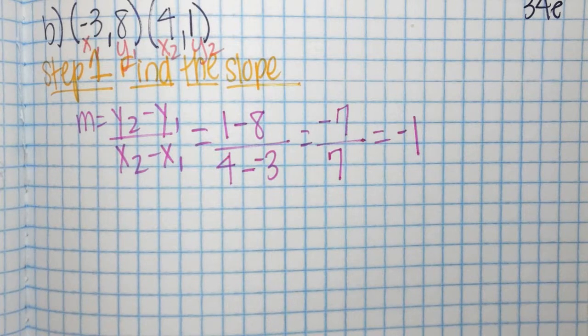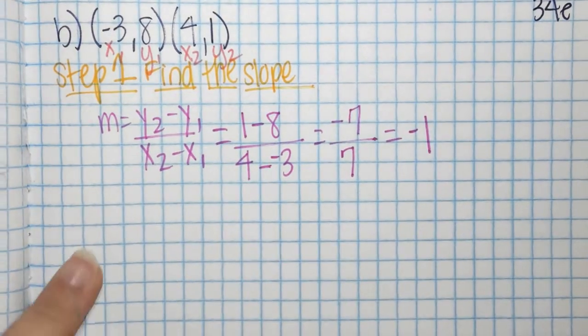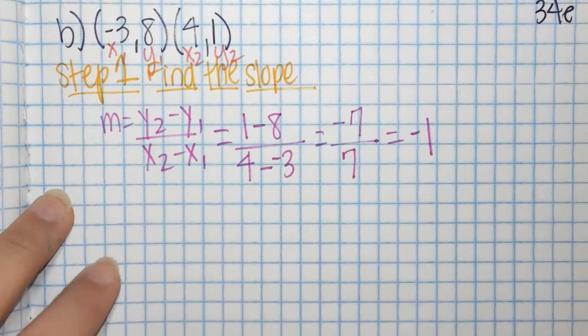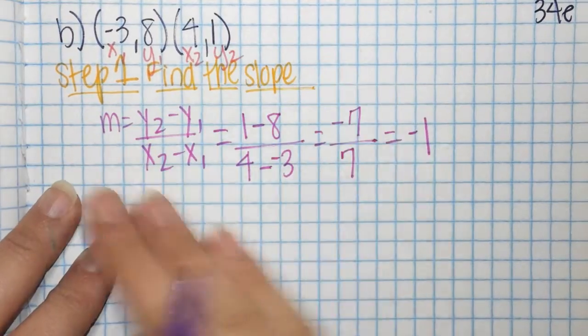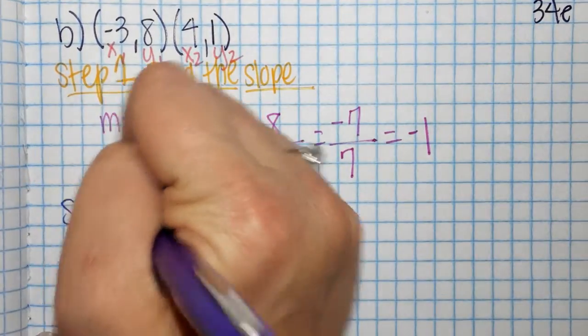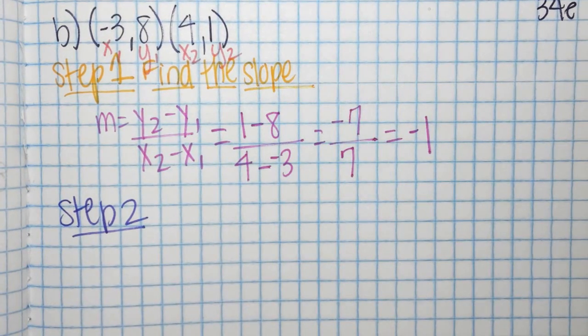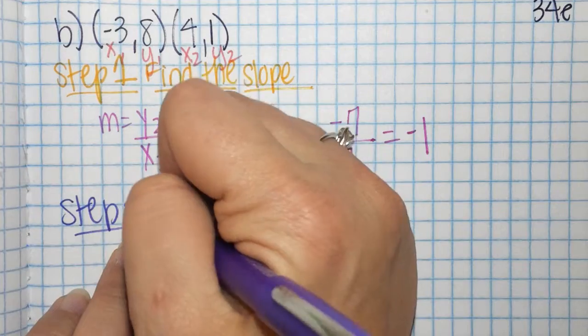How do we feel so far? Tired? Sorry, I mean about math. Yeah? Okay. Alright, so first step, we found the slope. What does step 2 tell us to do? Step 2. You know what it tells you. Find B. Thank you, Ariel. Take a point.